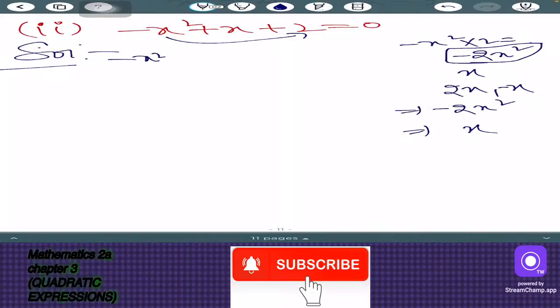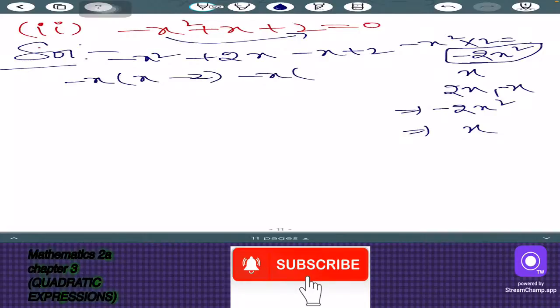So you'll get minus x square plus 2x minus x plus 2. So take minus x as common, you'll get x minus 2, and if you take minus 1 as common over here, you will get x minus 2. So x minus 2 is already common, so you'll get minus x minus 1 is the remaining product.